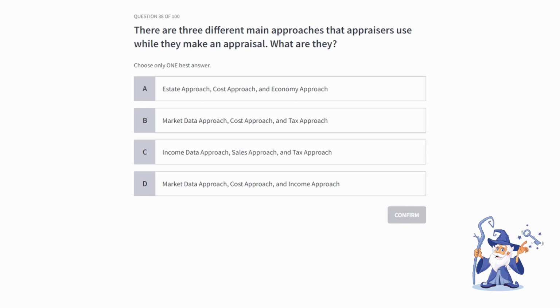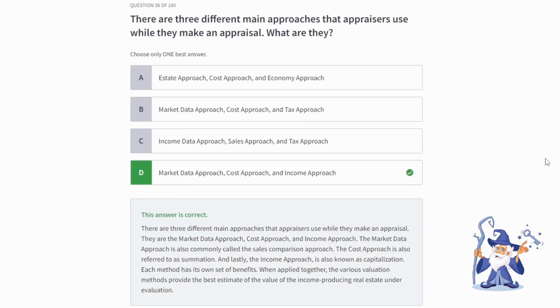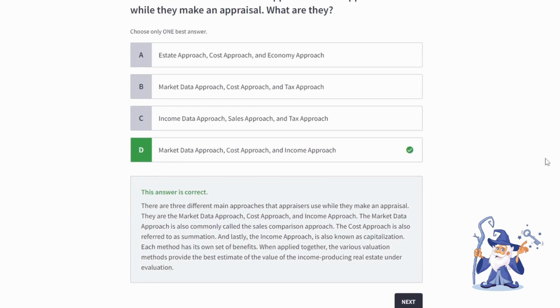Okay, so how familiar are you with your different main approaches to value, or approaches that appraisers use while they appraise? Well, if you are familiar with them, you should be able to get this one right, because the answer is D, the market data approach, the cost approach, and income approach. So those are the three different main approaches that appraisers use when they make an appraisal.